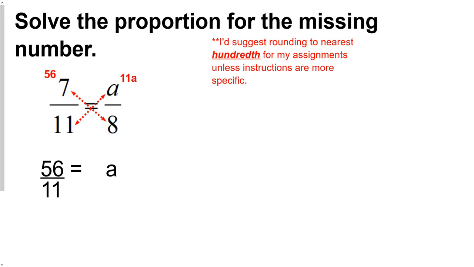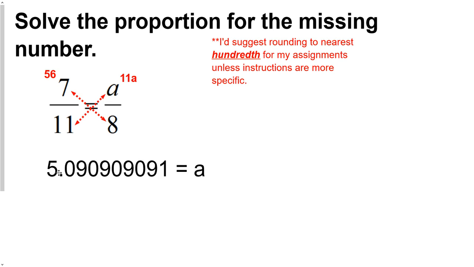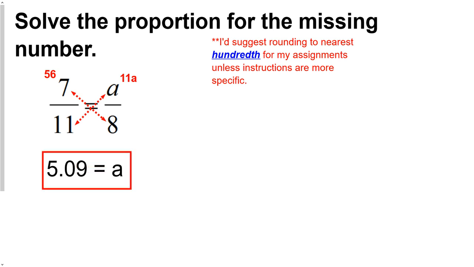56 divided by 11 is a really nasty looking decimal. It's 5.090909. It just keeps going. So this is technically the answer, but it's just such a long decimal. Let's round to the nearest hundredth. I misspoke there. This is your hundredth spot right here. Look right past it. This 0 would say keep it as a 9. And that's what your answer is.